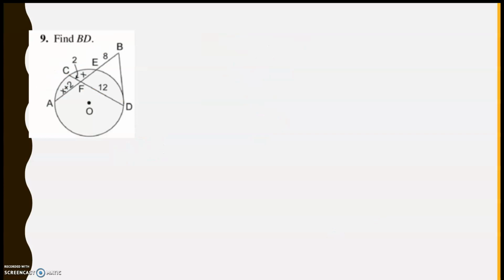Number 9, it's asking for the length of BD. This is the one that I got the most questions on. It's asking for the length of BD, but before I can do that, I have to figure out the value of x. I'm just going to look at AE and CD, just that part first. The types of segments there are 2 chords. Remember, the product of the chords equals the product of the chords.